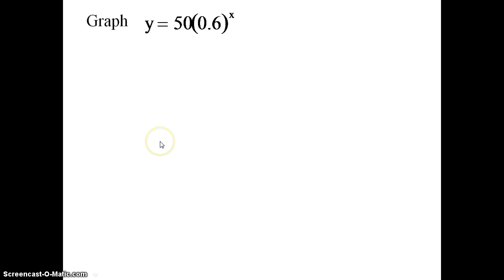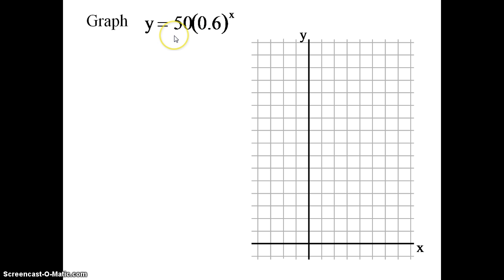The last one we're going to graph here is y equals 50 times 0.6 to the power of x. So if you're looking at the starting amount here, it's going to begin at 50. And we're going to decay because it's decreasing at a rate of 0.6. So it's less than 1, so we know it's decay.